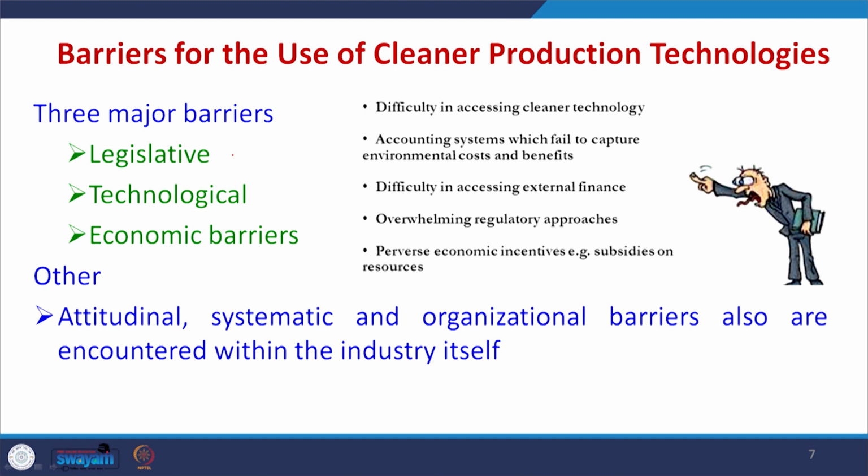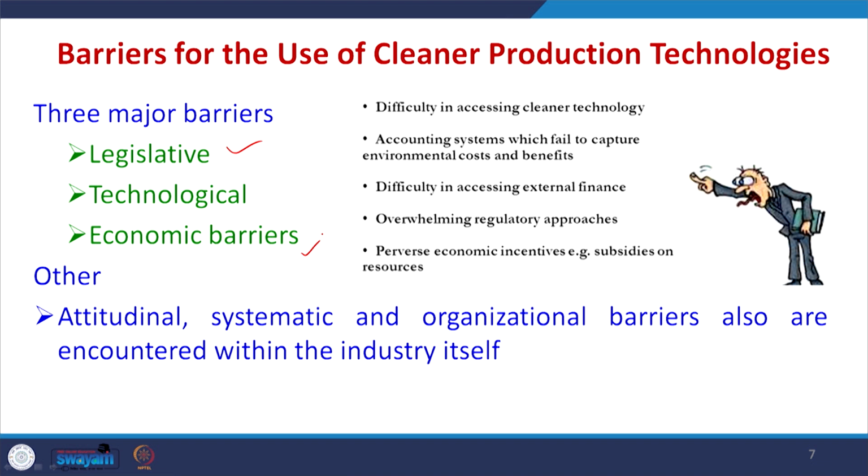Barriers for the use of cleaner production technology: certainly there are barriers. There could be legislative barriers, that you cannot use this particular process because of certain reasons. Similarly, there can be technological barriers also, where the technology itself is not good enough for us to use a cleaner production technology. Similarly, the economic barriers: the technology is available, but it is highly costly. So, we do not have that much money to use it. So, these are some of the barriers.